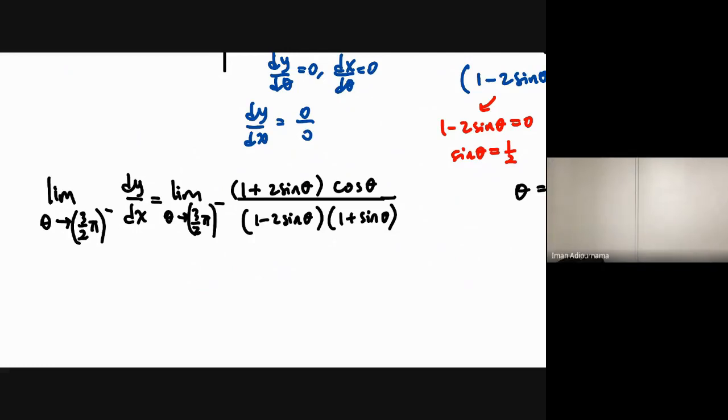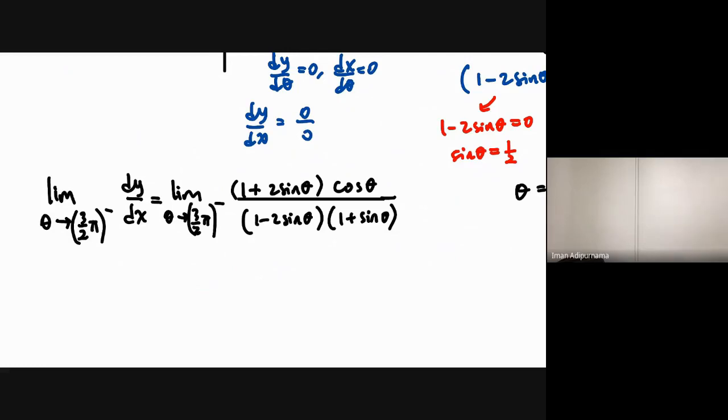Okay, now let's see. 3 over 2 pi, if you plug into just these terms here, it will be 0 over 0. So this is our problem. If you just plug into here and here, these two factors, it's okay, no problem. But if we plug in here, this will be a problem.